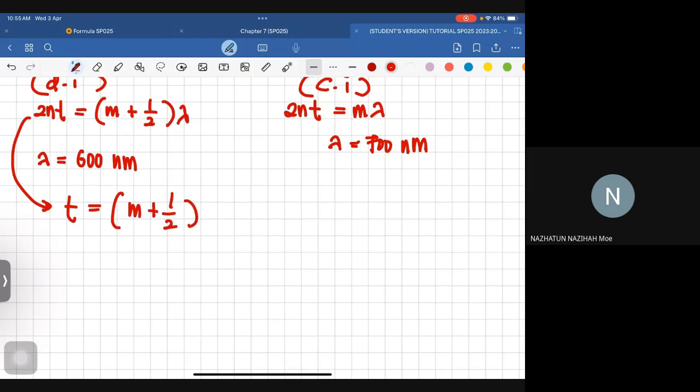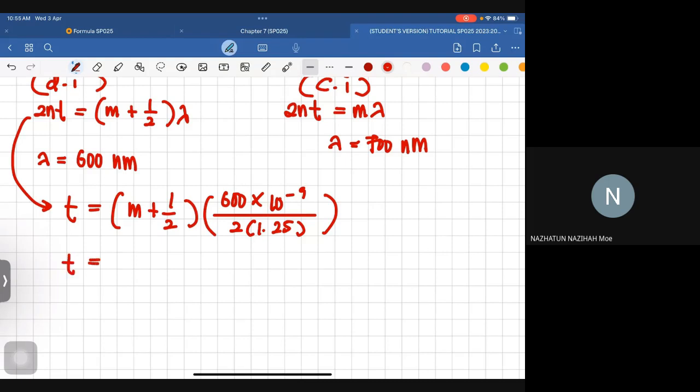Nanti susah. So ini 600, negative 9. Lepas tu, 2, 1 point, berapa ni? 1.25. Okay. So yang ini kita dapatlah the first equation, which is 2.4 times 10 negative 7.